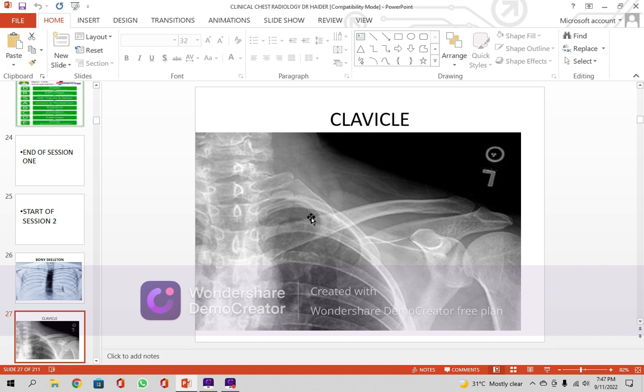First of all, the upper border and the lower border should be checked out. It should be a symmetrical border. It should be symmetrical.